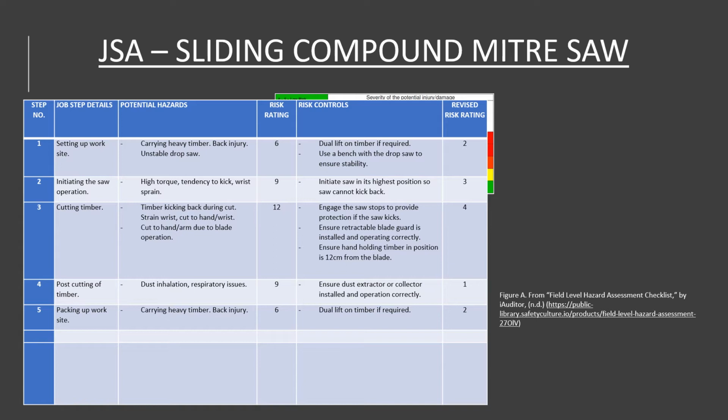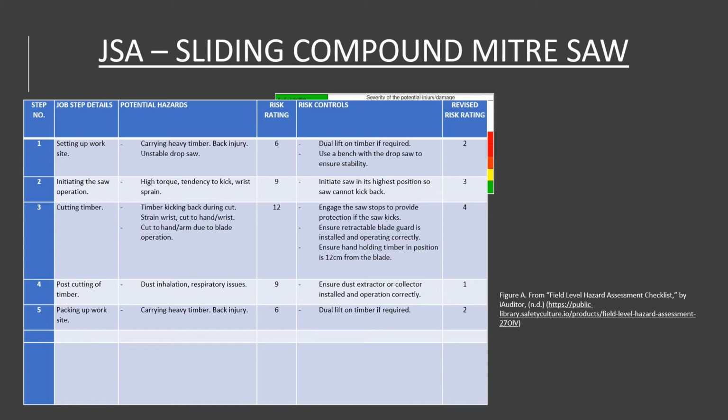Initiating the saw operation. Potential hazards: high torque, a tendency to kick, and spraining of the wrist. Risk rating of 9. The controls are to initiate the saw in its highest position so the saw cannot kick back. Revised risk rating of 3.